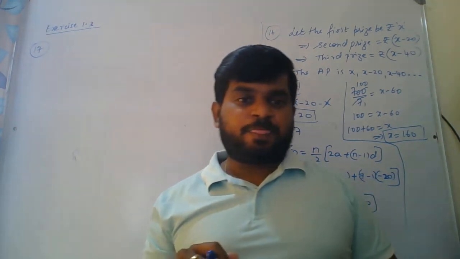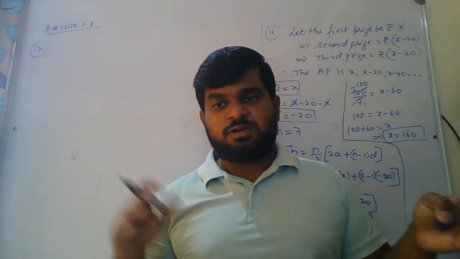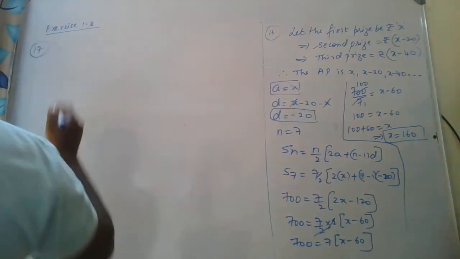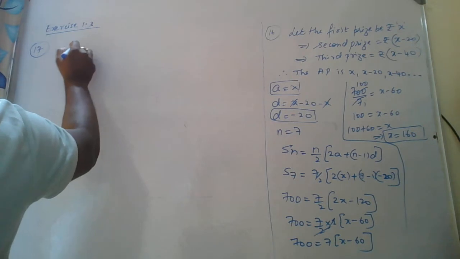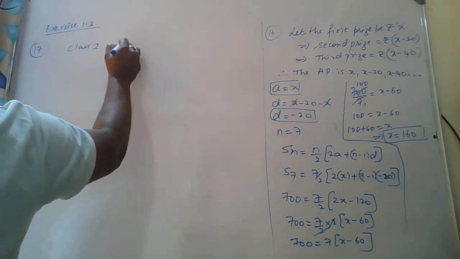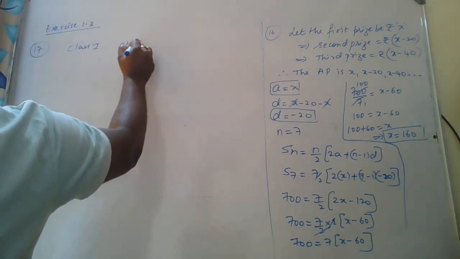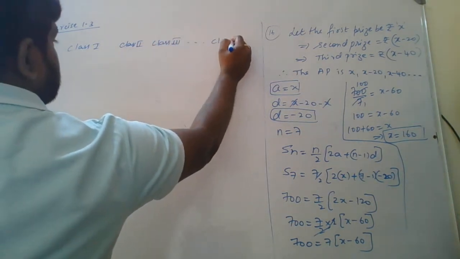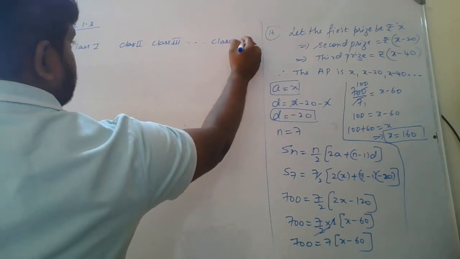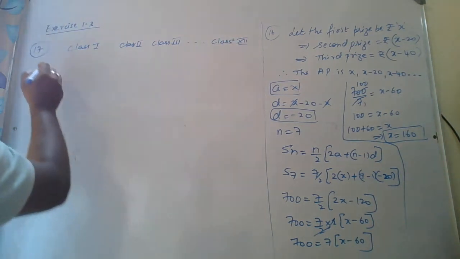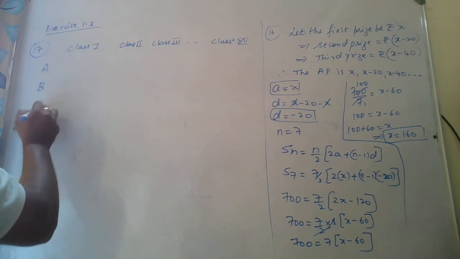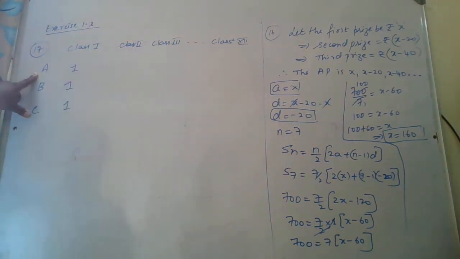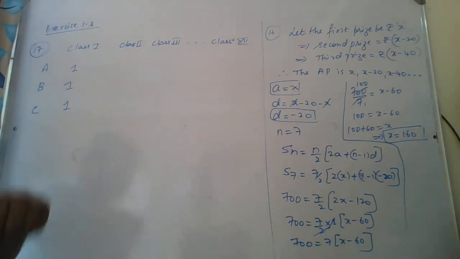Okay, and how many classes have we got? From first standard to 12th standard, and each class has got 3 sections. Okay, so let's write it like this. Class 1, class 2, class 3, and so on up to class 12. Okay, there are 3 sections: A section, B section, C section. From A section we get one tree, from B section one tree, from C section one tree, because class 1 will plant only one tree.